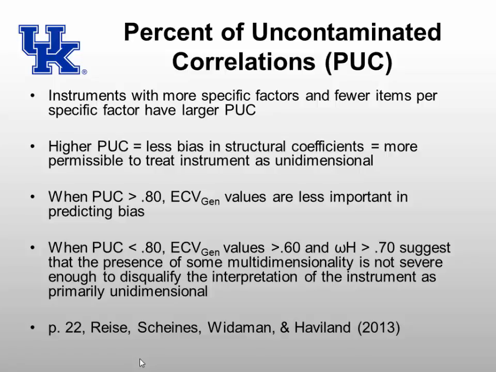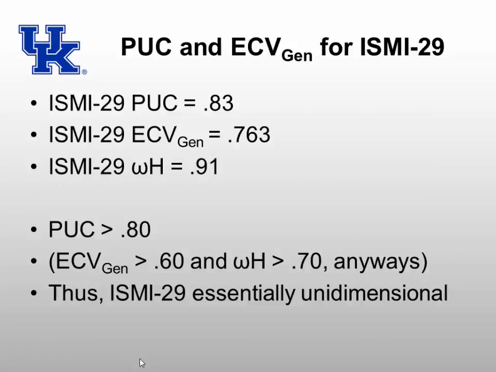When PUC is less than 0.80, you've got to look at the ECB general values and the omega hierarchical, which we'll talk about in a moment. And if they're above those values, it's still probably unidimensional enough. Reise 2013 talks about this. So, here's what we got.